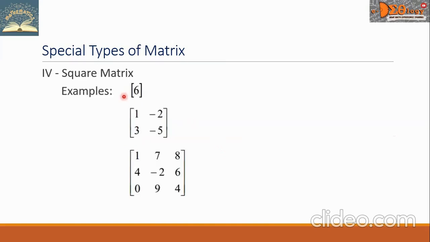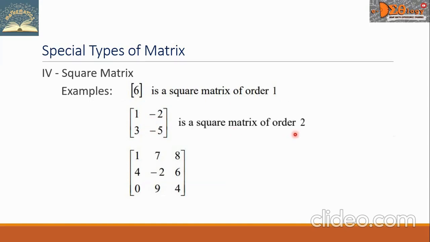Examples: the first one is a matrix with element 6. This is a square matrix of order 1. Second example, with elements 1, -2, 3, -5 respectively. This is a square matrix of order 2. Third example, a matrix with elements 1, 7, 8, 4, -2, 6, 0, 9, 4 respectively. This is a square matrix of order 3.